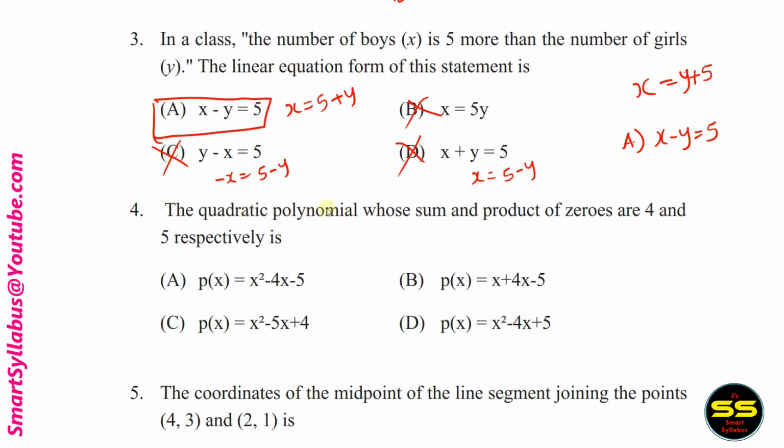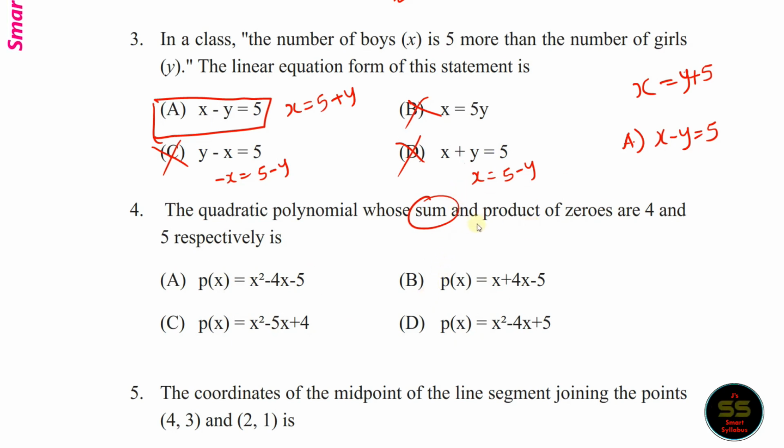Okay, now moving on to the next one, that is question number 4. A quadratic polynomial. It means this question is asked from polynomials, not quadratic equations. A quadratic polynomial whose sum and the product of the zeros are 4 and 5 respectively. Of these four options, which one is that quadratic polynomial? That is the question. It means sum of the zeros is 4 and the product of the zeros is 5. Then, using these two, which equation can we form? This is the meaning of the question.